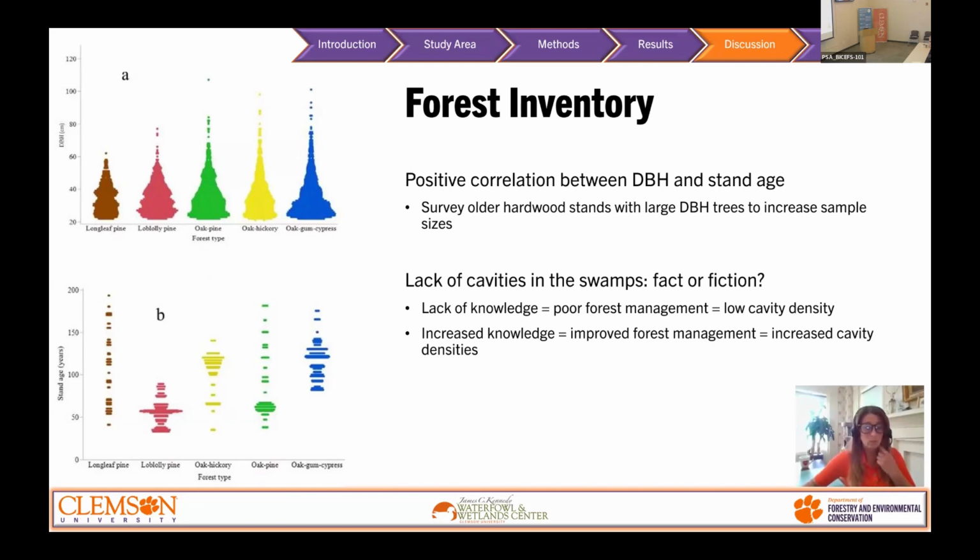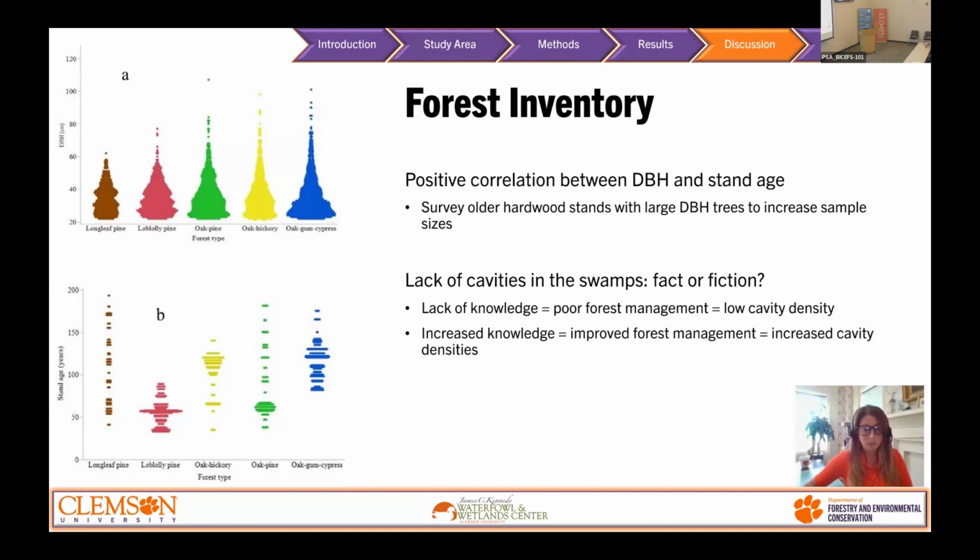The positive correlation between stand age and DBH and cavity occurrence suggests that surveying older hardwood stands with greater numbers of large DBH trees could increase sample sizes of cavities and help us parse out whether the forest type or characteristics are more influential. Historically, low densities of cavities occurred in the Deep South due to the absence of those northern tree species that are known to be cavity prone. And there is also the tendency for hardwoods to be cut before typical cavity formation occurs. This, I believe, may have influenced the belief that current generations have that the South lacks as many cavities.